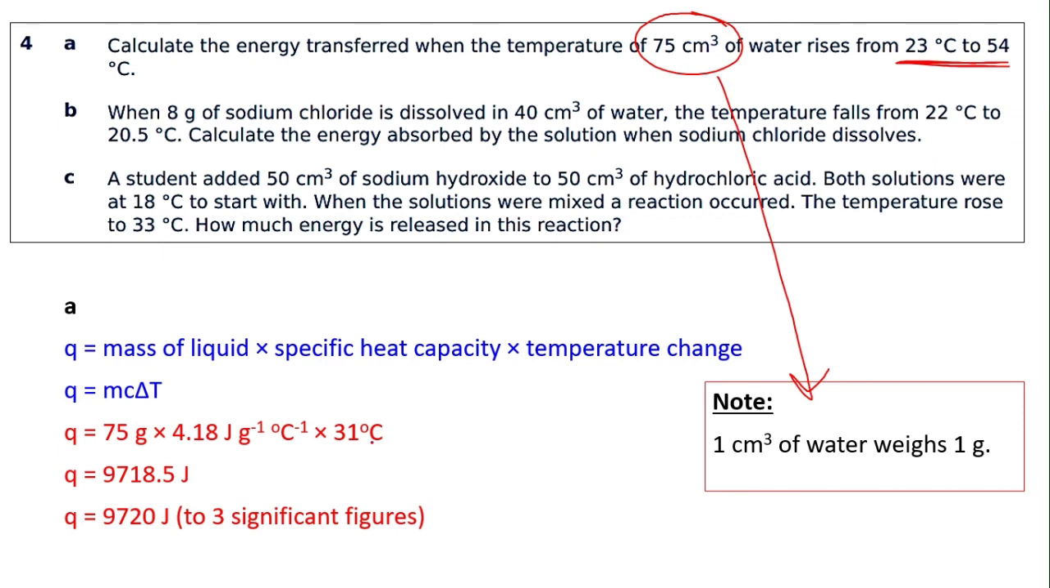When you solve it, you will get the answer 9718.5. We most of the time write the answer in three significant figures, so it will be 9720 joules.